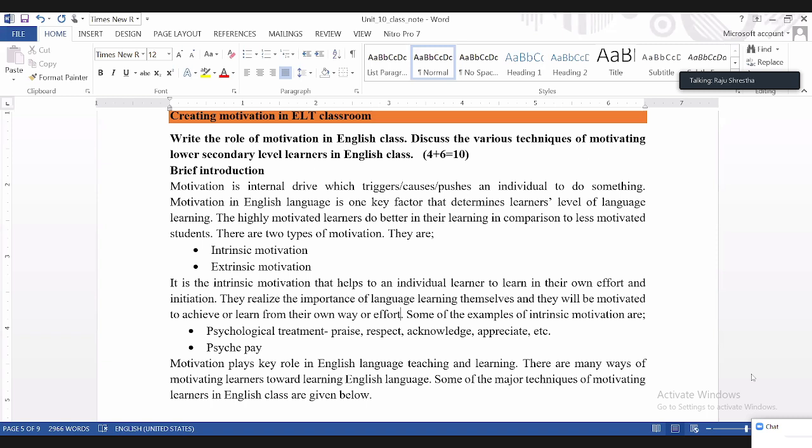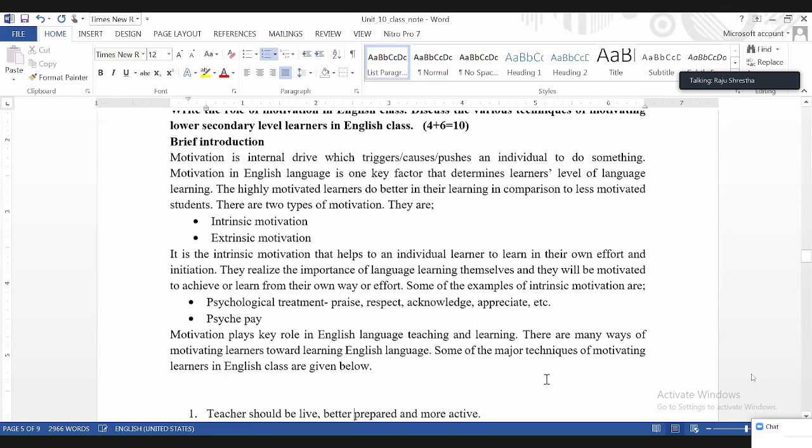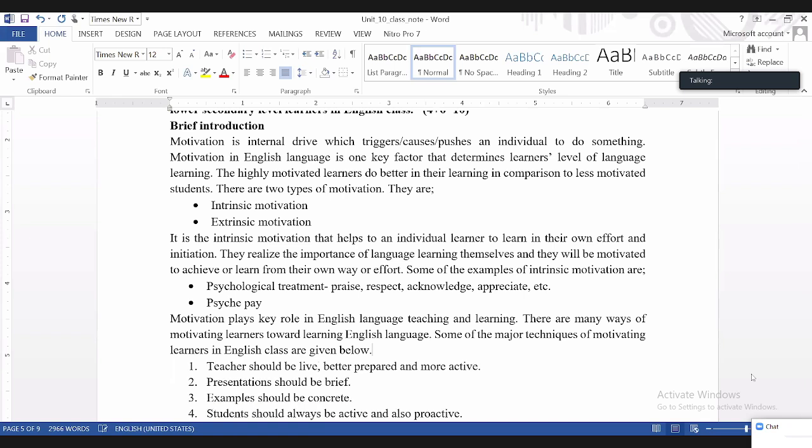Motivation plays a key role in English language teaching and learning. There are many ways of motivating learners towards learning the English language. Some of the major techniques of motivating students in English language class are, you just mention in the bullet form. Yes, teachers should be live, better prepared, and more active.